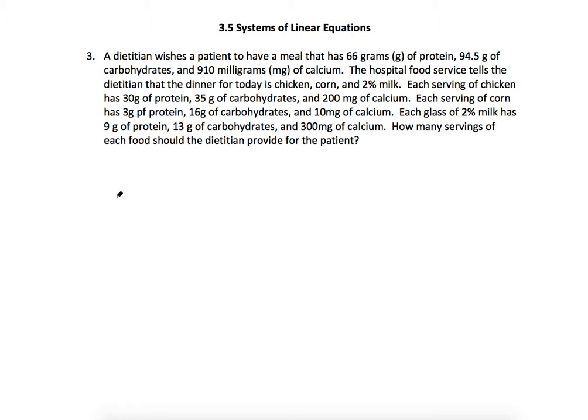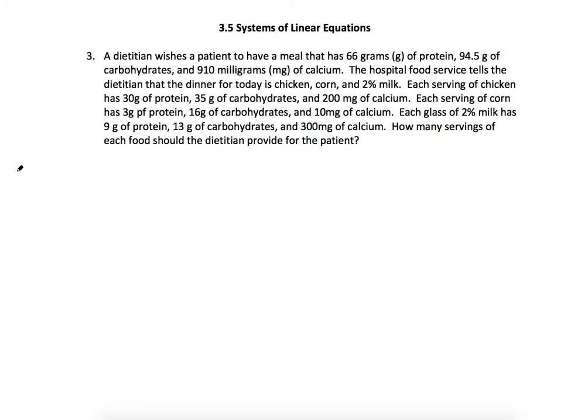And then we also know that each glass of milk has 9 grams of protein, 13 grams of carbohydrate, and 300 milligrams of calcium. So what you want to figure out is how many servings of each food item, so how many servings of chicken, corn, and milk, should the dietitian provide for the patient, assuming that the dietitian says that the patient should have this amount of each type of protein, carbohydrate, and calcium.